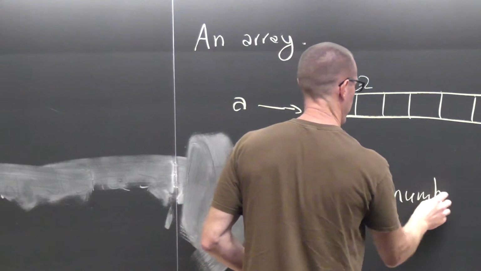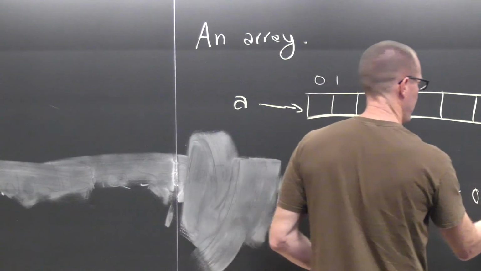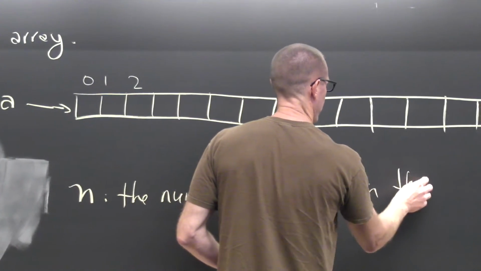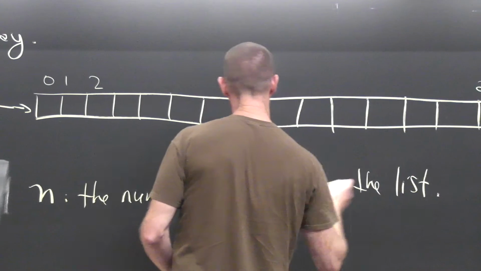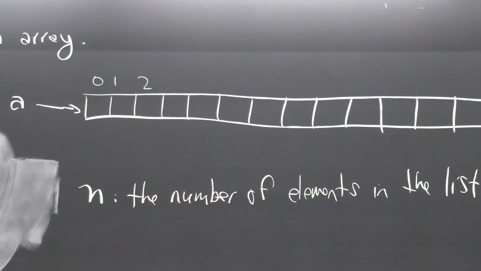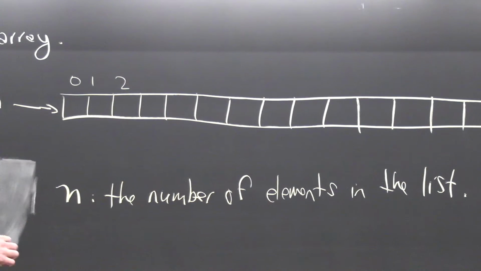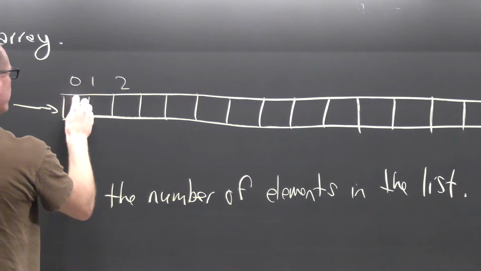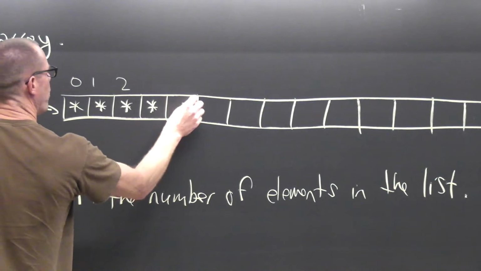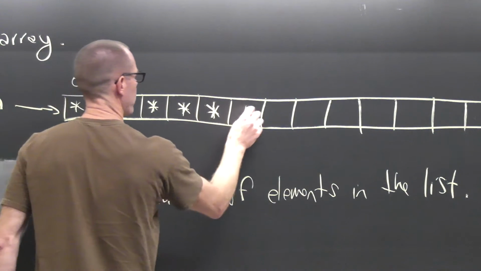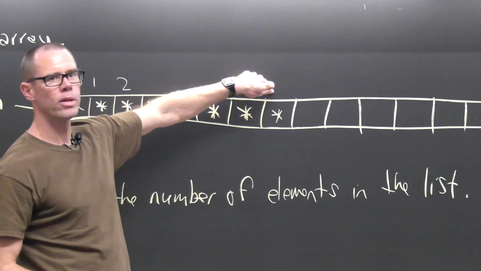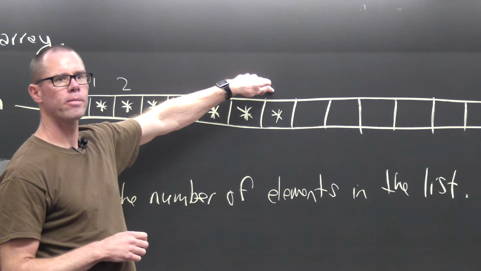And in addition to the array, it stores one more variable, n, which is the number of elements in the list. Okay? So the picture looks like this. You have this array. There's some elements stored in it, starting at position 0, all the way up to position what? What's the last thing in the list?